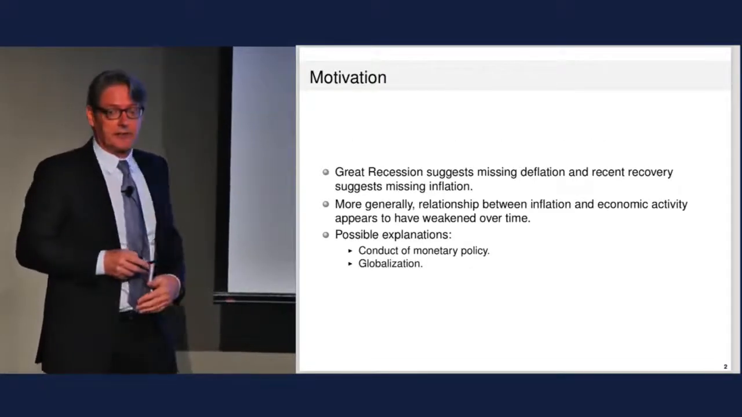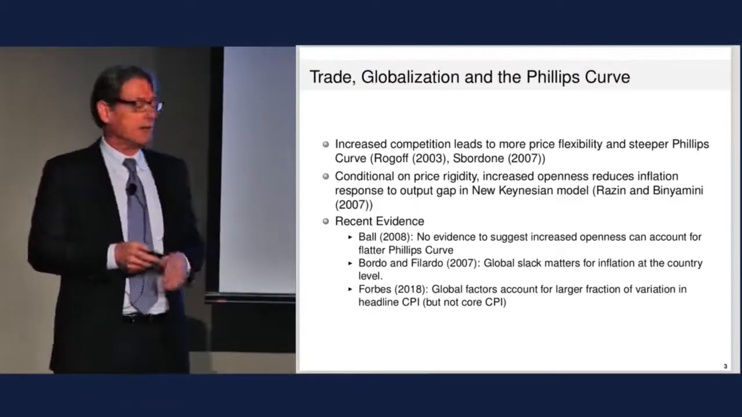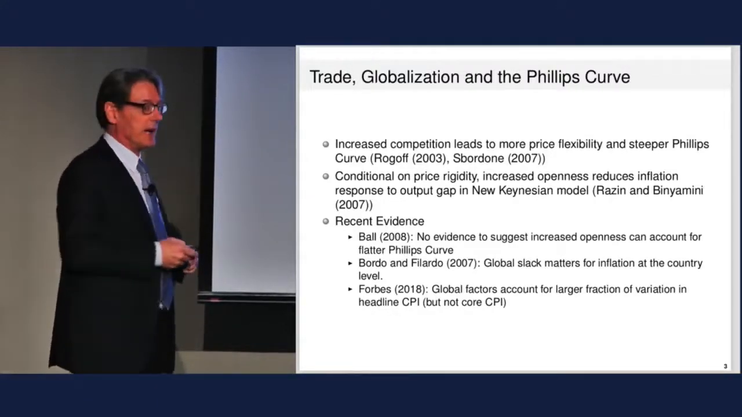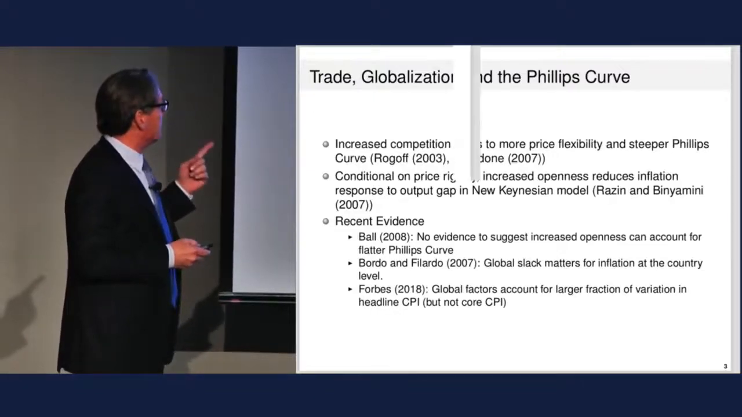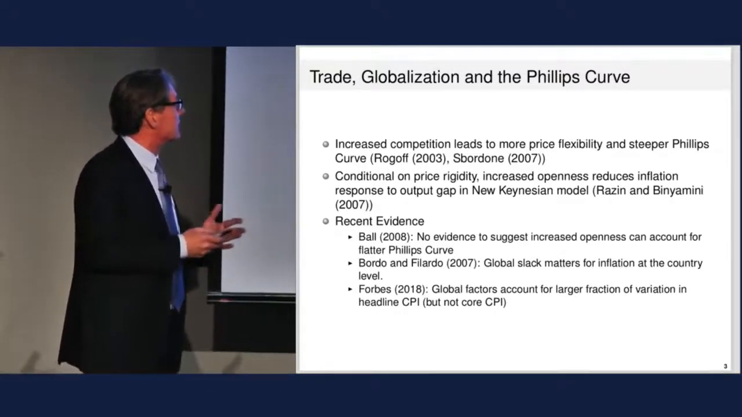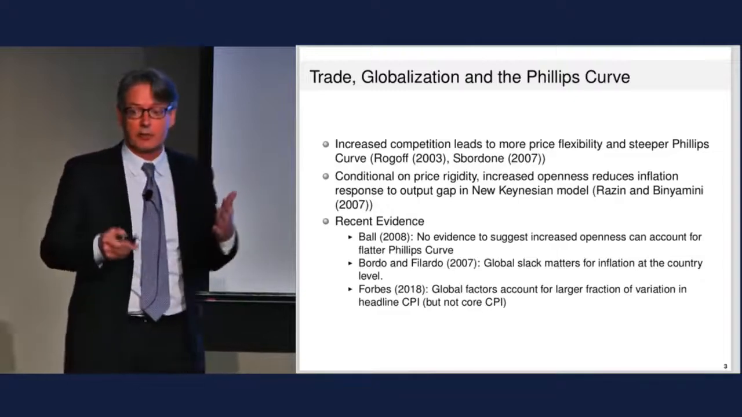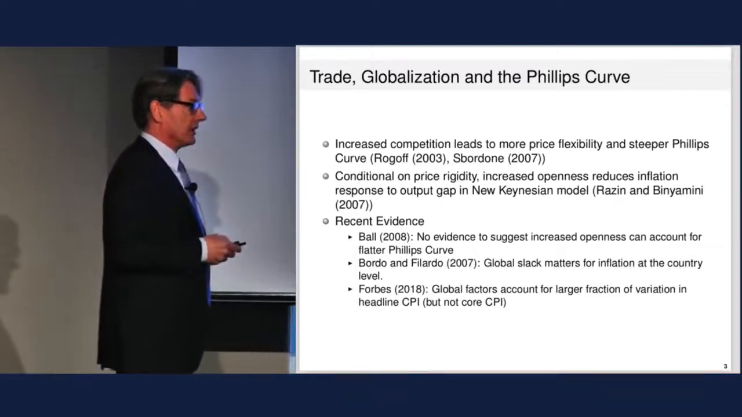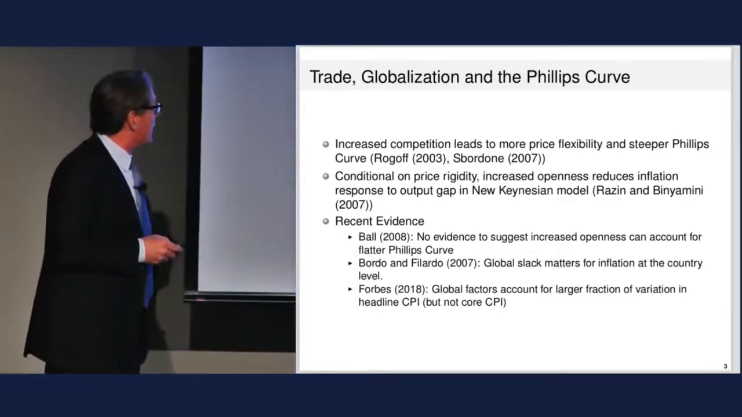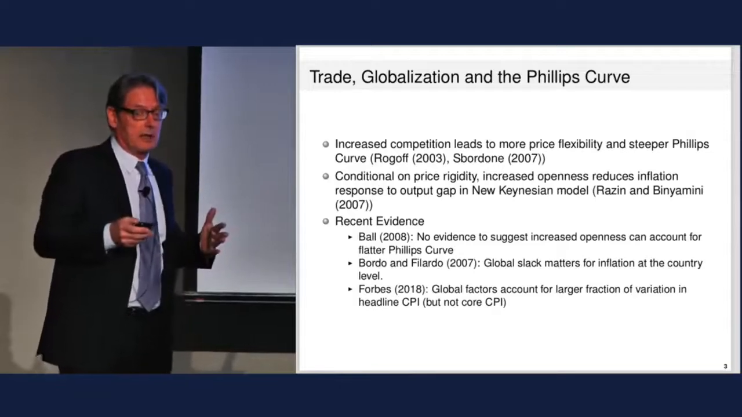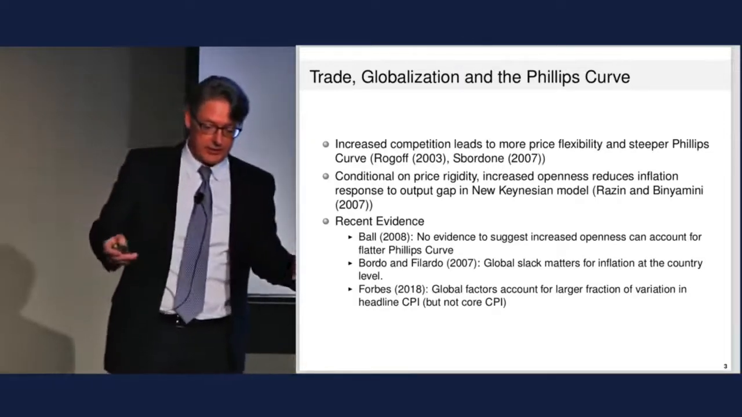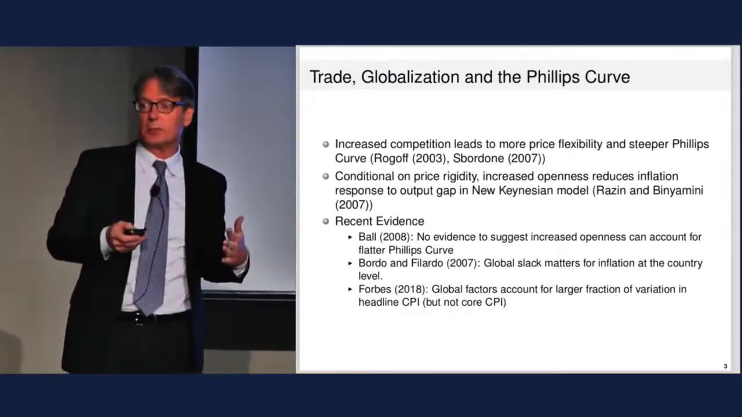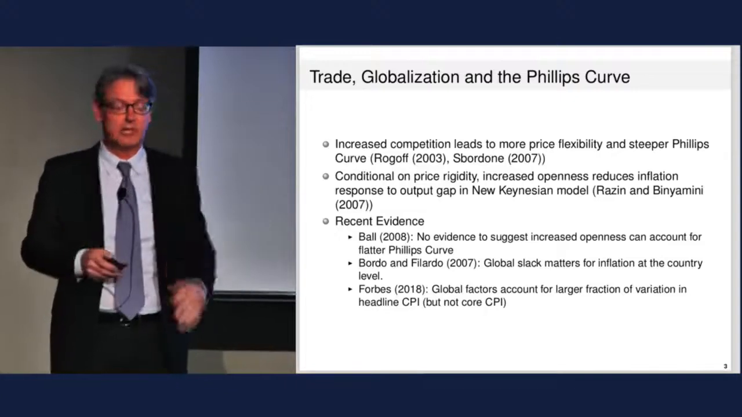There are different takes on this, and it's debated in the literature. Larry Ball has a very nice, well-cited paper on this from 2006. You could think that globalization led to increased competition and more price flexibility, and therefore a steeper Phillips curve. And Argia has a nice paper exploring competition in a global environment. But you can also ask: once you recognize that there are traded goods and other forms of activity that come from abroad, how might that affect the slope of the Phillips curve, conditional on the degree of price rigidity?